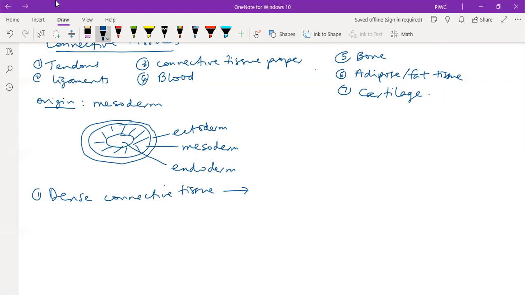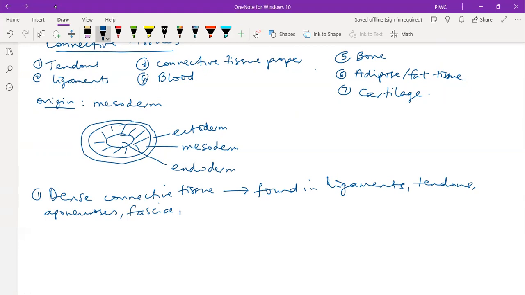So dense connective tissue occurs in structures such as ligaments, tendons, then what we call the aponeurosis, fascia, fibrous capsules, and so on.